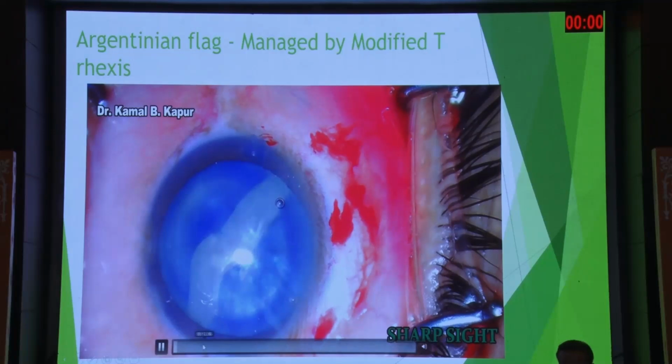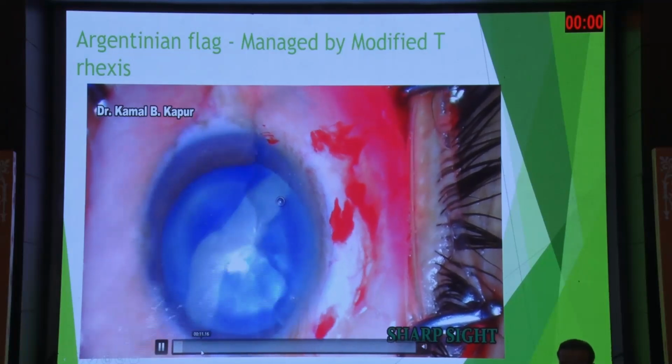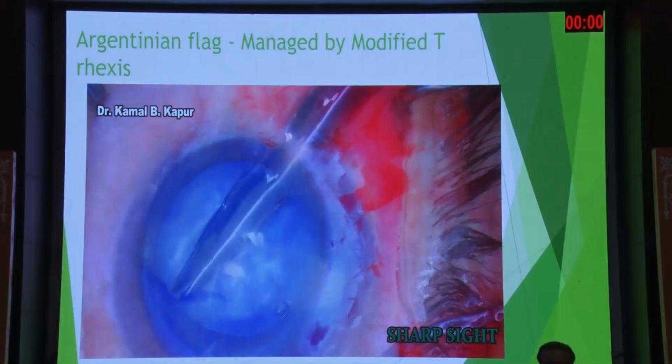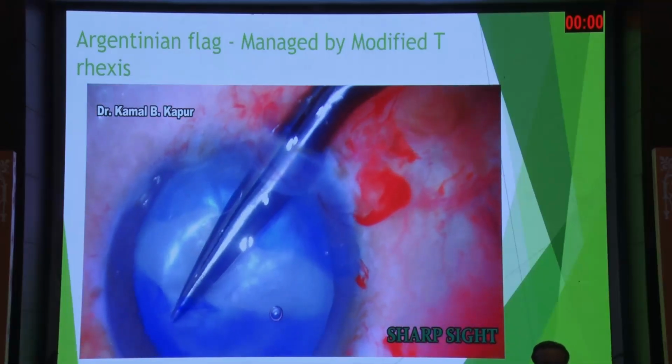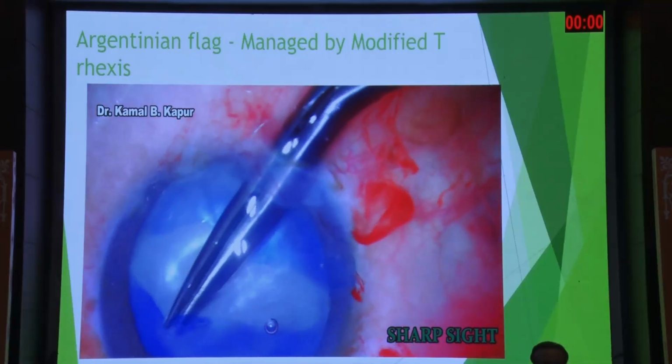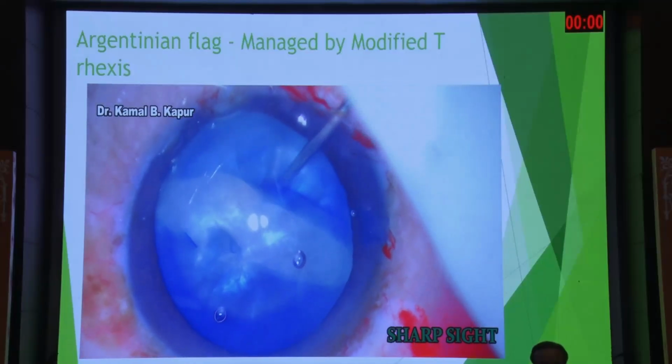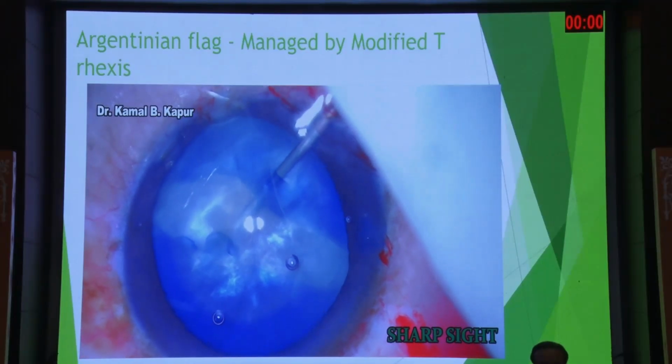Now this is once an Argentinian flag sign has happened. Now what do you do? Stop fiddling. Make the anterior chamber pressure high, but do not make it too high, because a very high pressure will also extend the rhexis. The end sign is your capsule should just get flattened and the iris should just start going back. That is the end point.